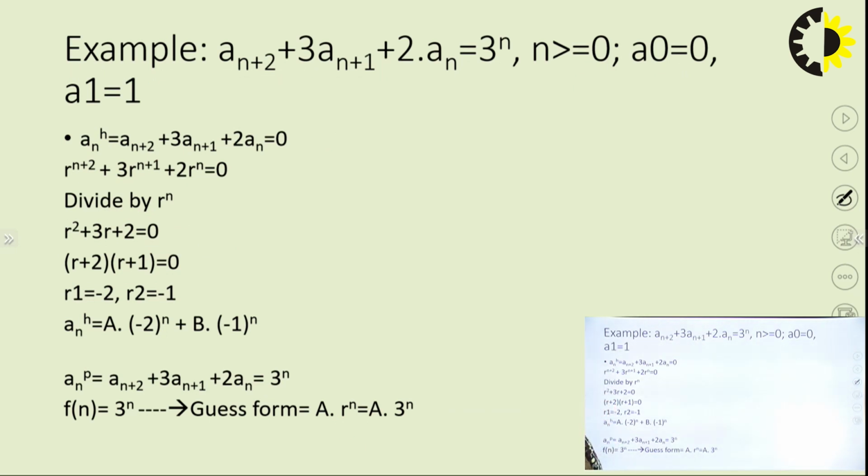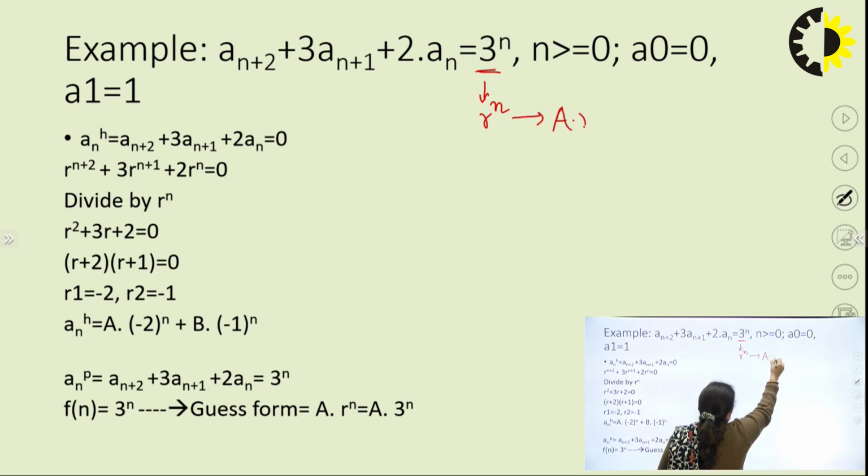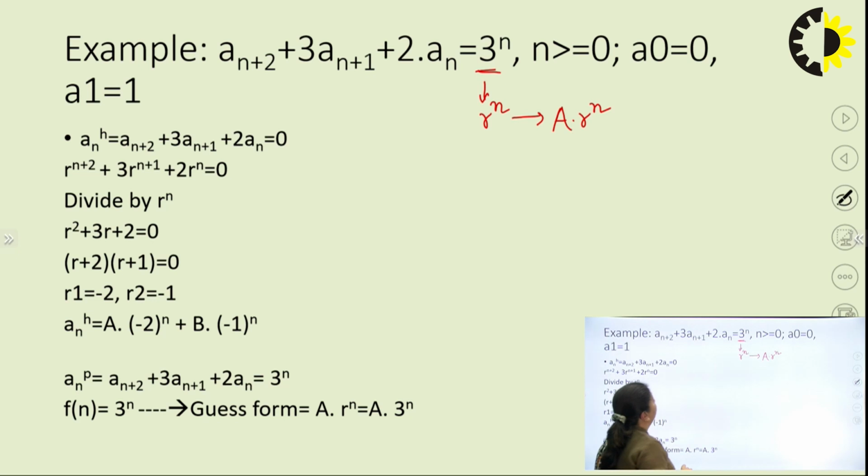Now this is an example where the recurrence relation is actually a non-homogeneous recurrence relation. So I have my Fn as 3^n, which is nothing but of the form r to the power n, and the solution to this is going to be a dot r to the power n. This is my particular solution. Now to solve this question, I will first solve it as a homogeneous equation.